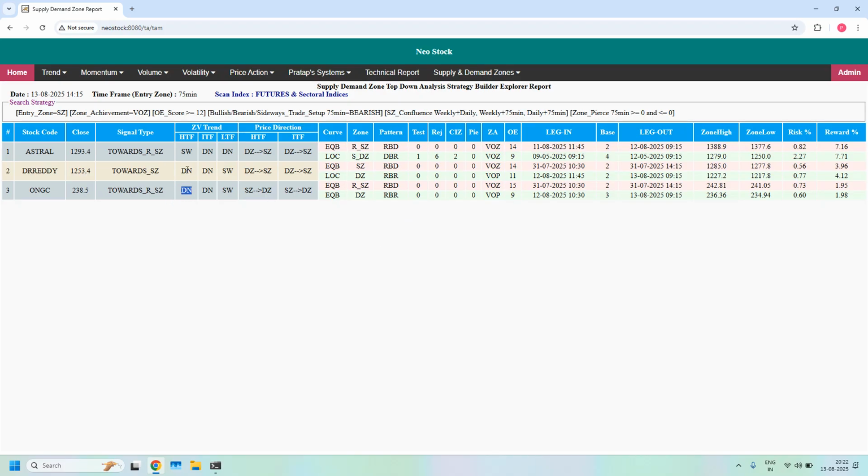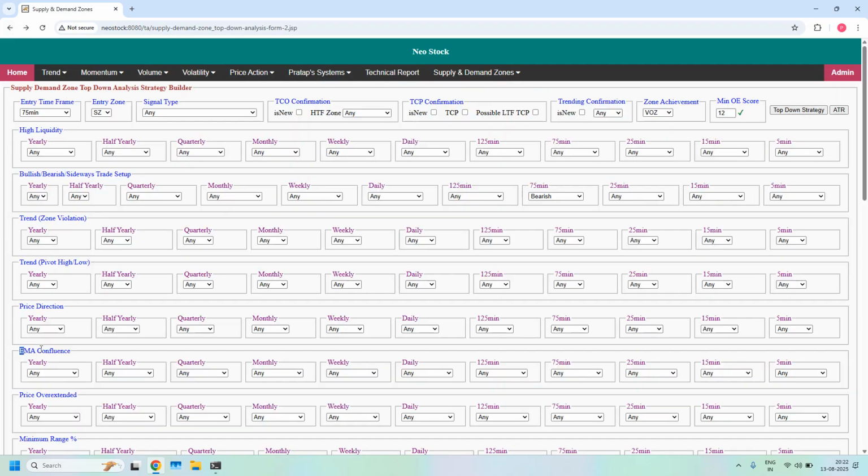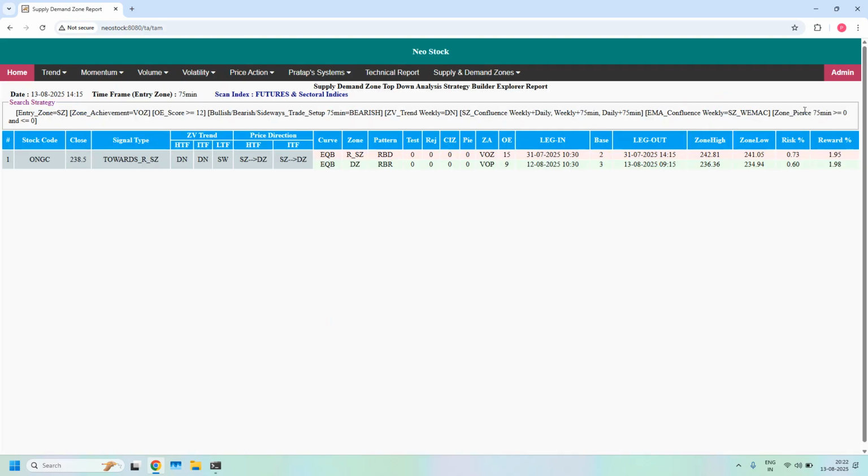Let's verify if any of these two stocks' weekly supply zone has weekly EMA confluence. Weekly supply zone with weekly EMA, and also trend on the weekly should not be sideways. It should be downtrend because it is bearish trade setup. So we got one stock. That way this 75-minute supply zone might be having more high probability to get success, provided lesson 20 checklist items are satisfied. Otherwise zones might be violated.